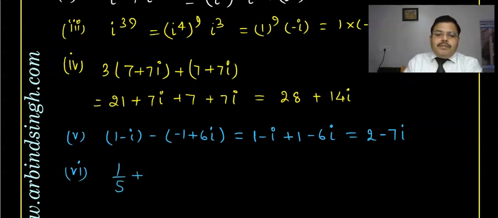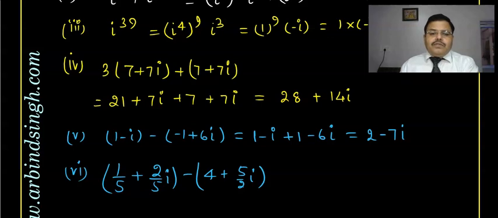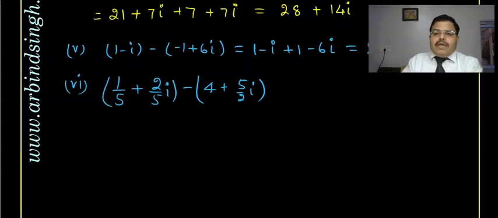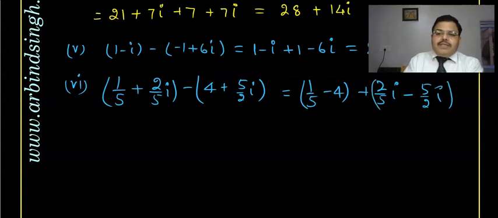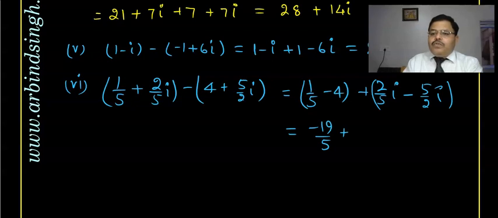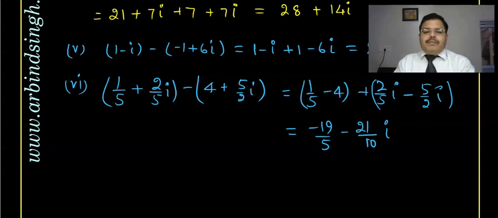Now the sixth question. 1 by 5 plus 2 by 5 iota, minus 4 plus 5 by 2 iota. Again, this question is very similar to the previous one, and we need to write 1 by 5 minus 4, these are the real numbers, plus 2 by 5 iota minus 5 by 2 iota, because plus minus minus. So these are two imaginary numbers. Now 5 4s are 20, 1 minus 20 is minus 19 by 5, plus 2 into 2 is 4 and 5 5s are 25. So 4 minus 25 is minus 21 and minus 21 iota by 10, LCM is 10. That is in the form a plus iota b.